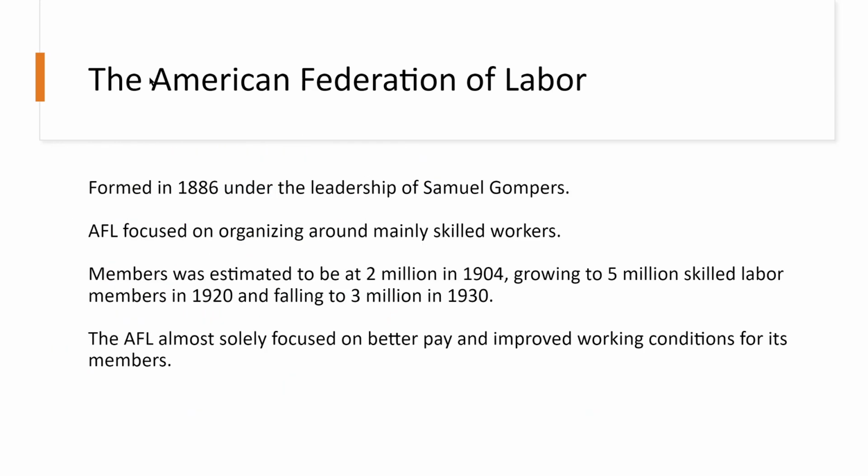Now, the American Federation of Labor forms in 1886. It's under Sam Gompers, and he focuses around skilled labor, which is a smaller number of people. So by 1904, it's got 2 million members. By 1920, it's 5 million, but it's going to fall in 1930 to 3 million workers. Okay, and the reason it falls is if you think about what happens between 1920 and 1930, this is where the Depression begins.